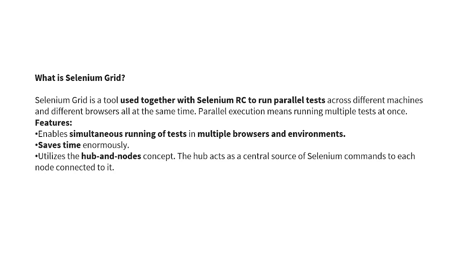Grid is used when we want to do parallel testing across different machines and different browsers all at the same time. Parallel execution means running multiple tests at once. It enables simultaneous running of tests in multiple browsers and environments, saves time, and utilizes the hub and node concept. The hub acts as a central source of Selenium commands to each node connected to it.